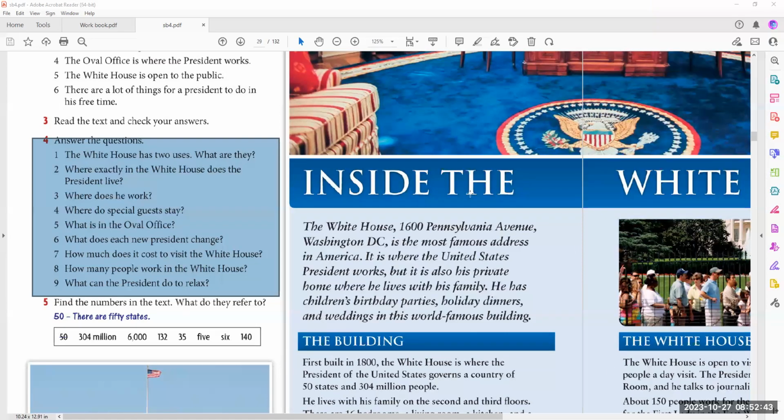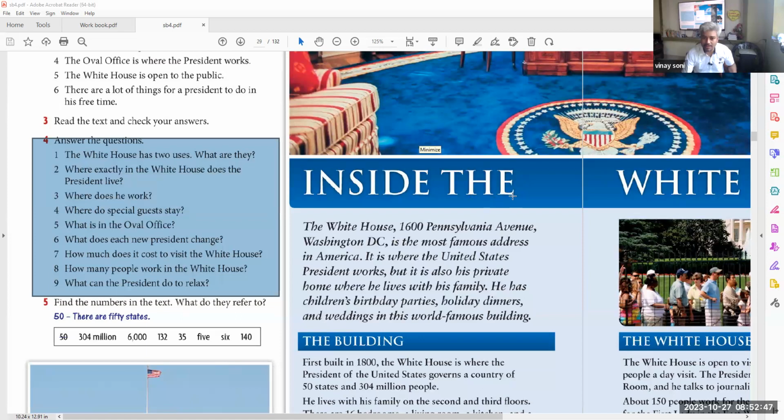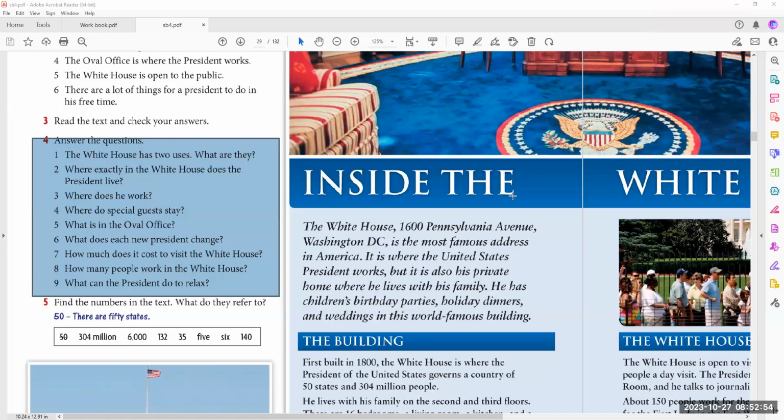Sir, there is so much noise here, sir. "It is so noisy here." If you want to say "there is," you would say "there is so much noise here." The White House usage is one for president office and the second one is for family.